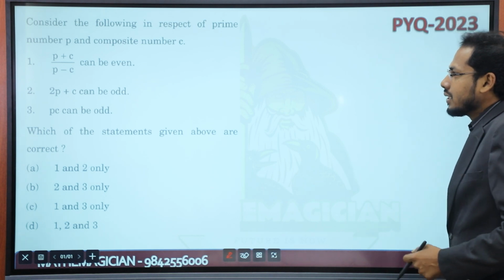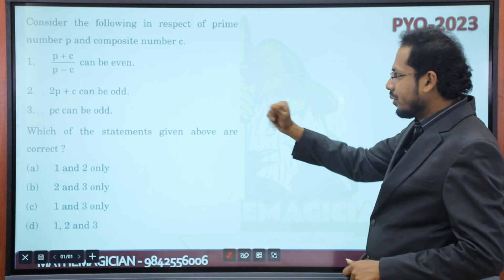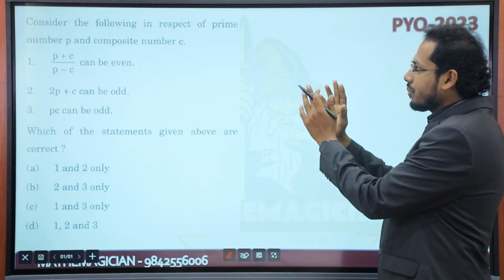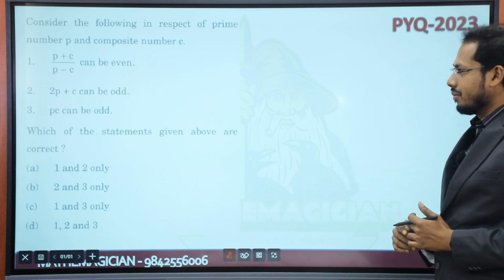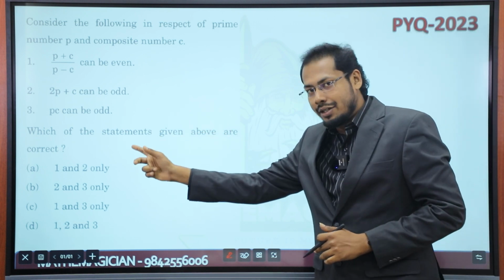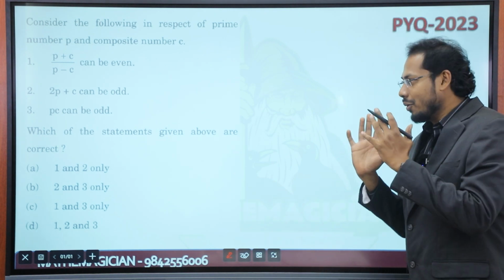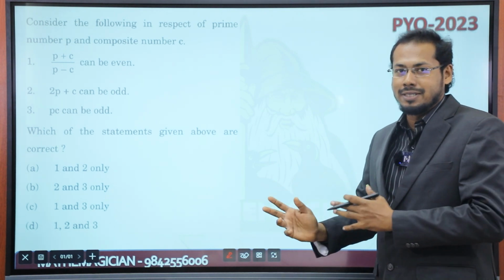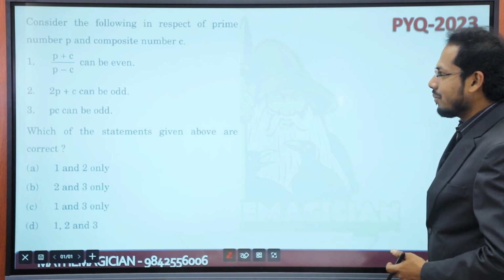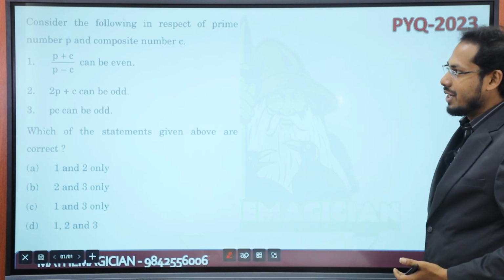P is a prime number and C is a composite number. So they gave two equations. Here the combination is between a prime number and a composite number. Either I need to know the rules or else we are going to use plugging in. I'm going to solve this question from the student perspective. Let's use some numbers and check with the equations.